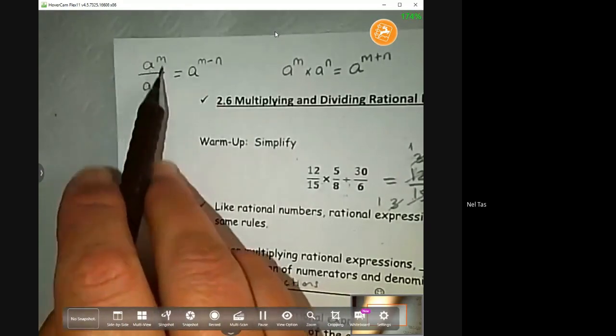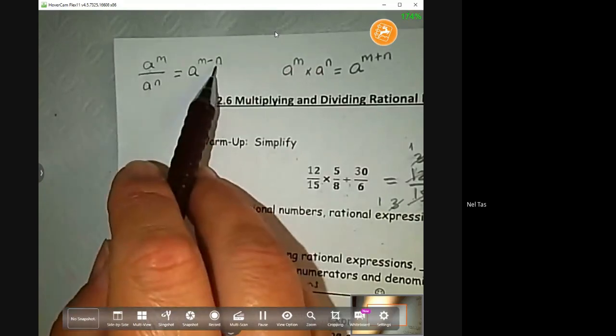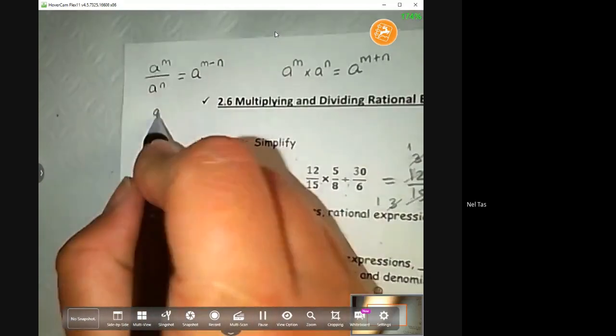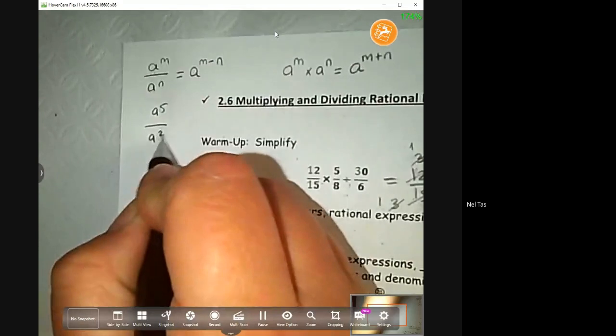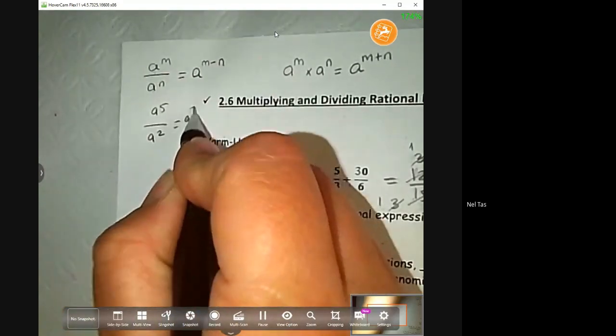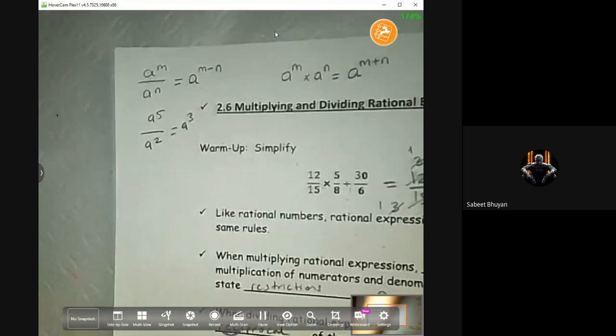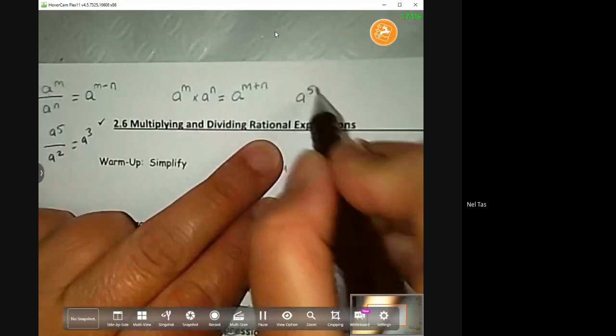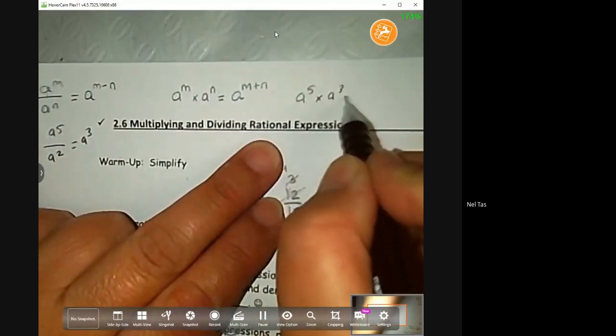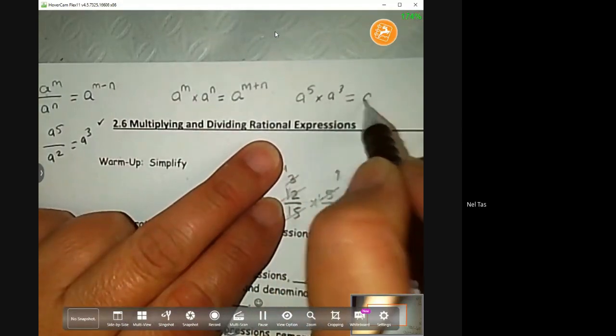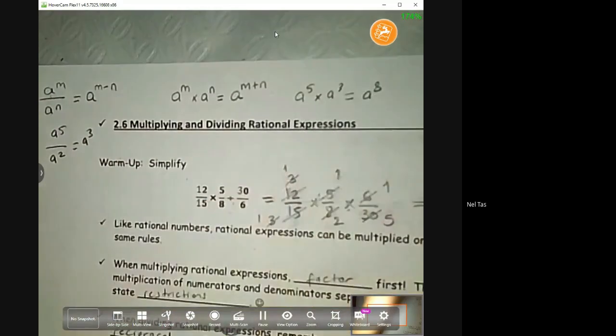In general, if you have a division, you keep the base and you subtract the powers. If you have a to the power of 5 over a to the power of 2, then you get a to the power of 3. Oh, that's it. Okay. Or if you have multiplication, let's say a to the power of 5 times a to the power of 3, it would be a to the power of 8. You add the powers. Okay, thank you. You're welcome.